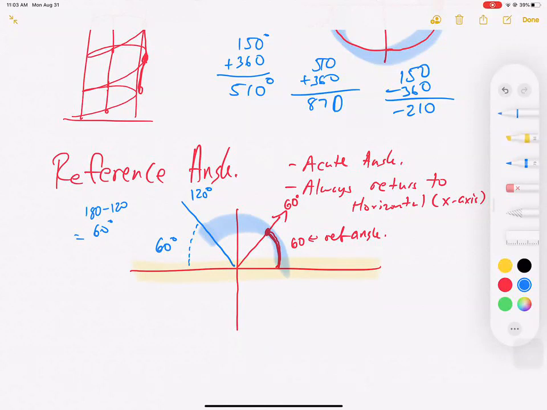Let's do one more. Let's do another angle. Let's go from 0 all the way over to 240 degrees. 240 degrees is not an acute angle. So we're going to return to the horizontal. In this case, we're going to dig ourselves back up. We know this is 180. So to get back to 180, we know this is going to be 60 degrees.